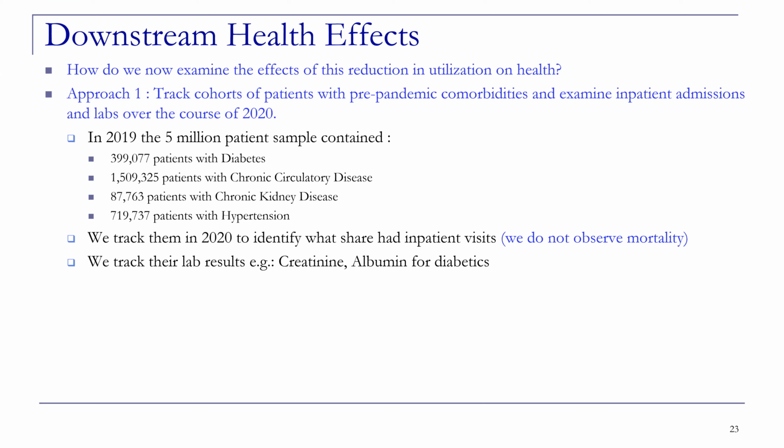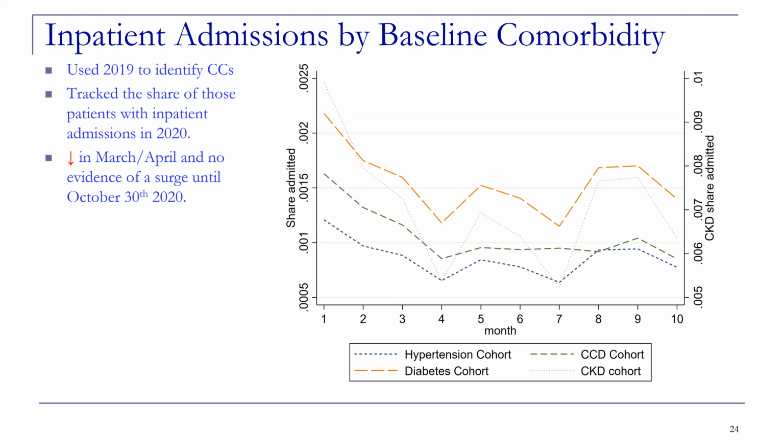So I do this for a few cohorts. I define diabetics, CCDs, chronic kidney disease, hypertension, and we track them down. We're still working on this. So what we would like to ultimately be able to do is track down their lab values by seeing their baseline lab values and their 2020 onward lab values. So, but today I'll show you their inpatient care. So this is the share admitted as an inpatient for these cohorts. The left-hand side has everyone except the chronic kidney disease because they get a lot more admissions than everyone else. So they're not on an axis by themselves.